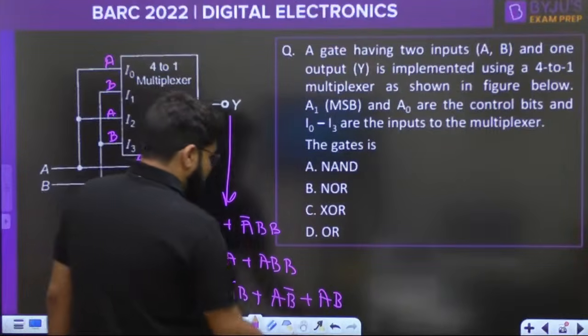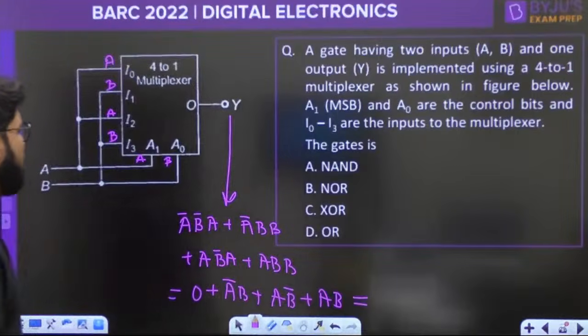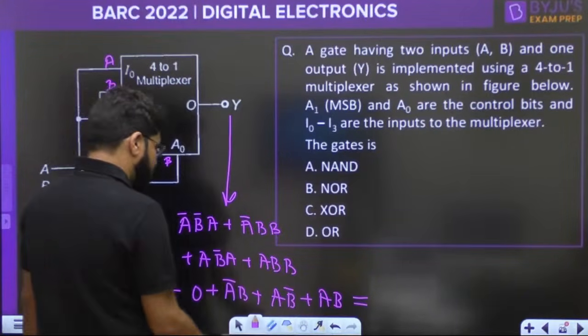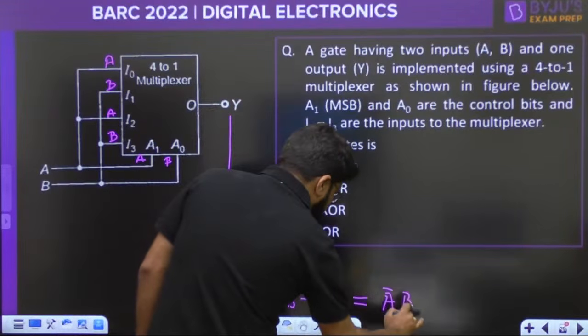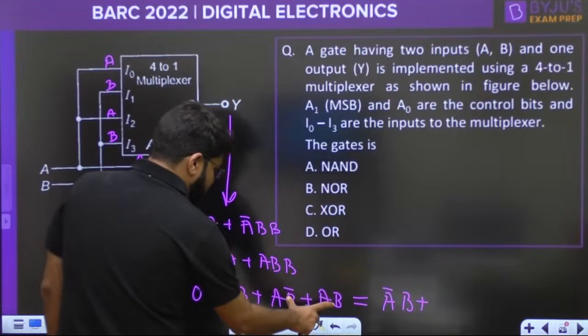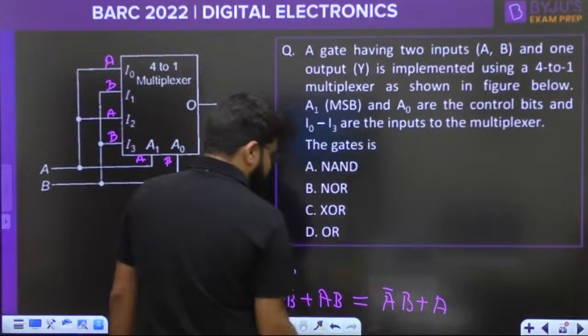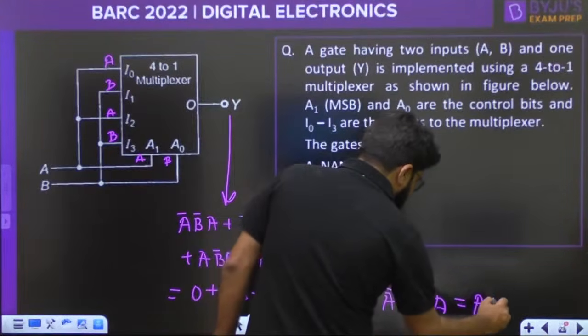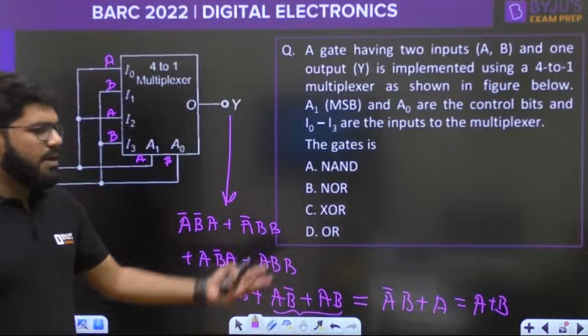Now see, if you want to solve by Boolean also, there is no issue. You can take up the Boolean case also. If you simplify the last by Boolean, you get A bar B plus, from here you took A common, B plus B bar is 1, so you get A. A plus A bar B is A plus B. First we simplified these two. A plus A bar B is A plus B.